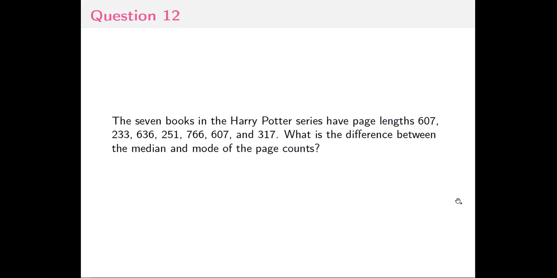Okay, are you both ready? We're gonna assume that's a yes. So yeah, let's start. Next question. The 7 books in the Harry Potter series has page lengths 607, 233, 636, 251, 766, 607, and 317. What is the difference between the median and the mode of the page counts?